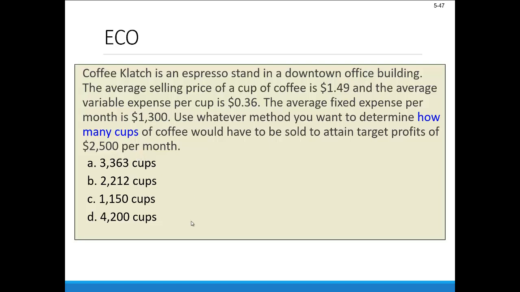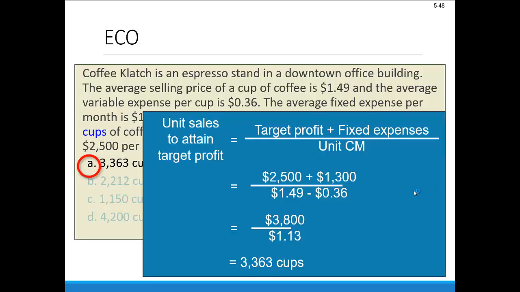So pause the video here, work through this, and then come back for that solution. So that would be 3,363 cups. So unit sales to reach target profit, we want the target profit in question, $2,500 in this case, plus the fixed expenses, $1,300 in this case. There's everything we have to cover, divided by that contribution margin per unit, the amount that every cup of coffee I sell here contributes toward that bottom line.